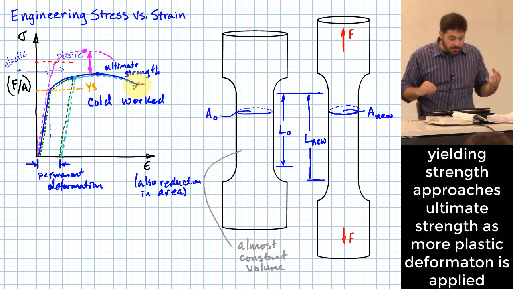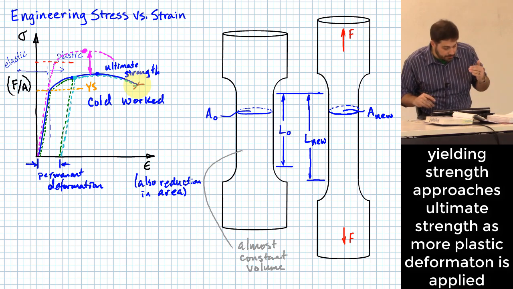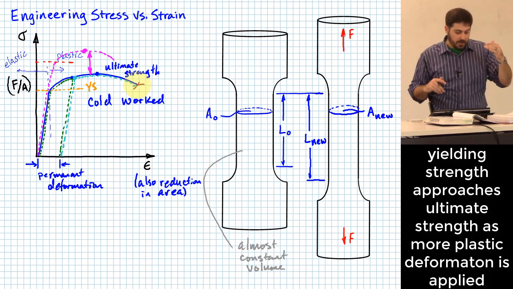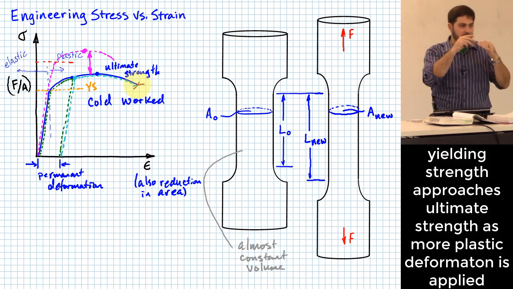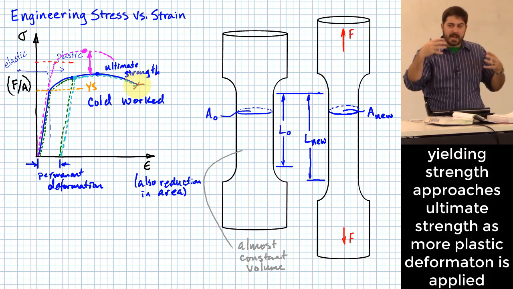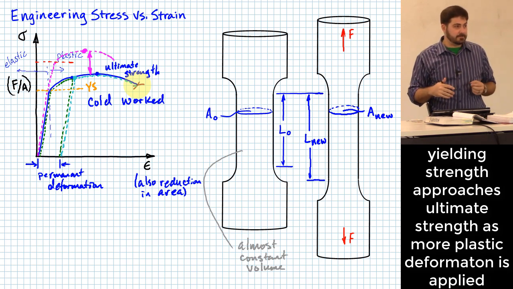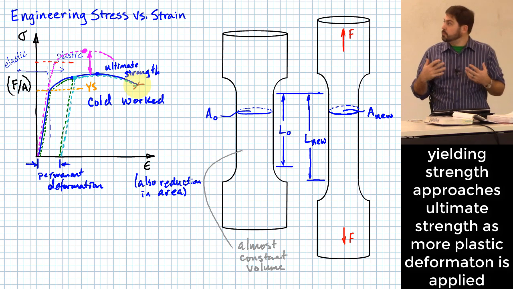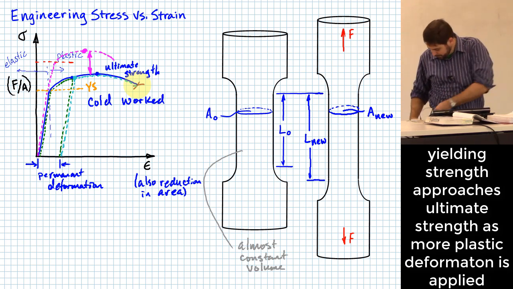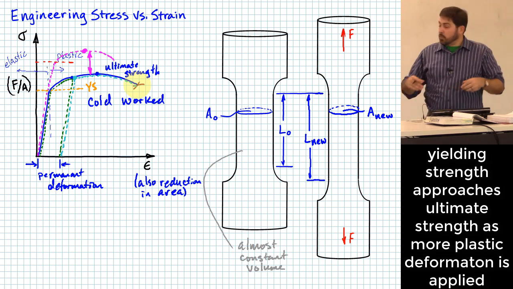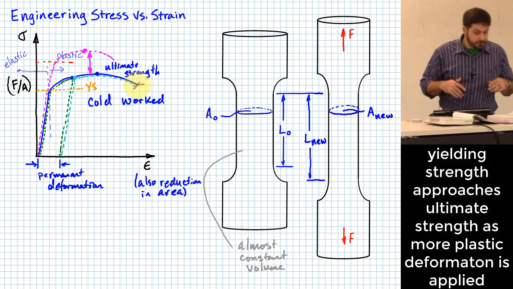And another thing you'll notice is that your yielding strength will have gotten a lot closer to your ultimate strength, because you've used up some of the plastic deformation that it can withstand, okay? Does that kind of make sense? So this is what you do with these materials in order to intentionally cold work them in order to increase their strength.